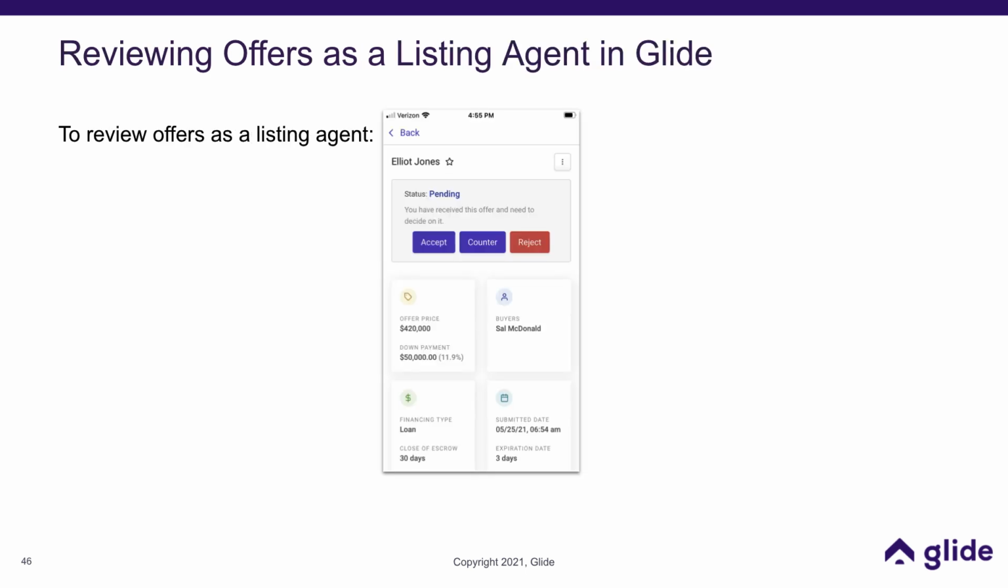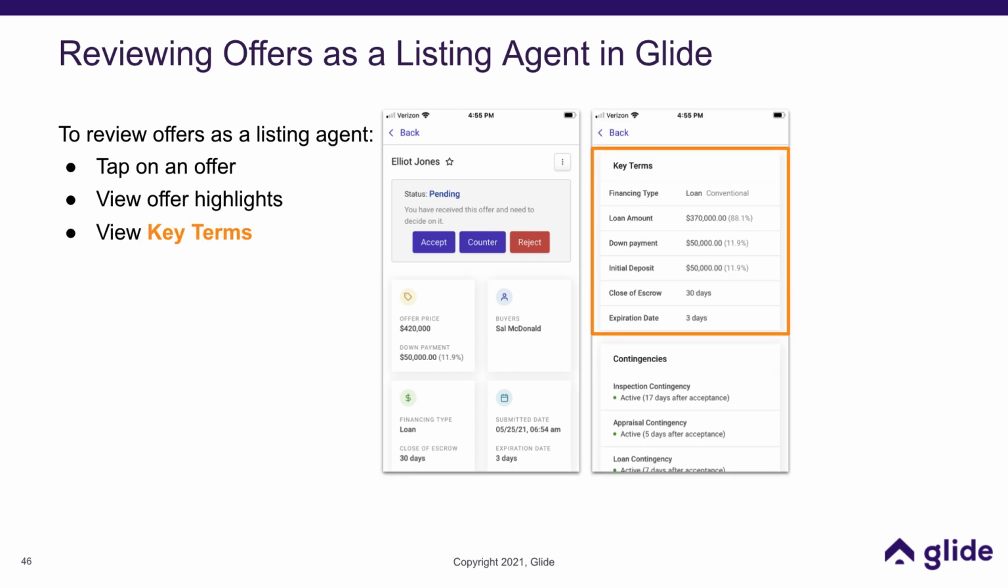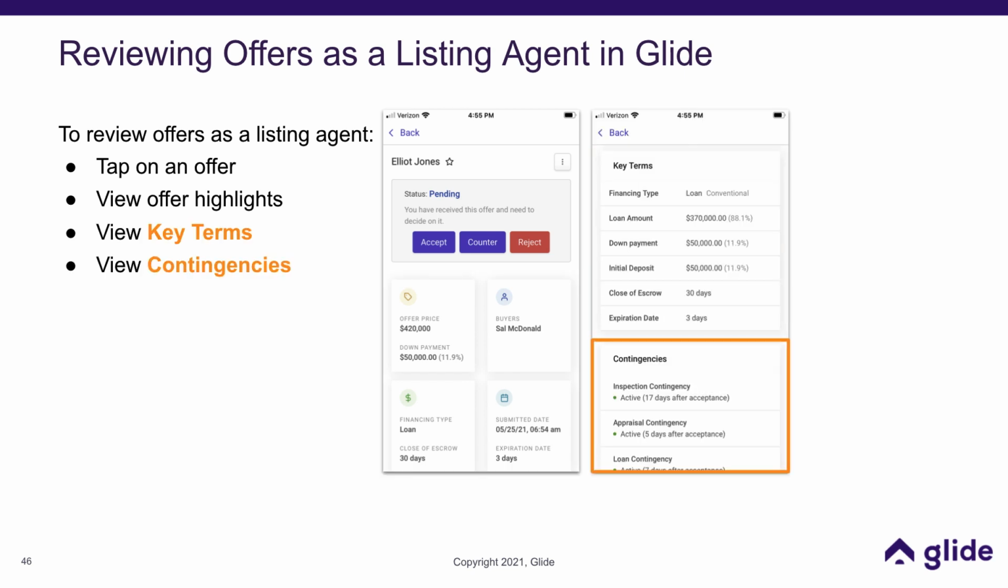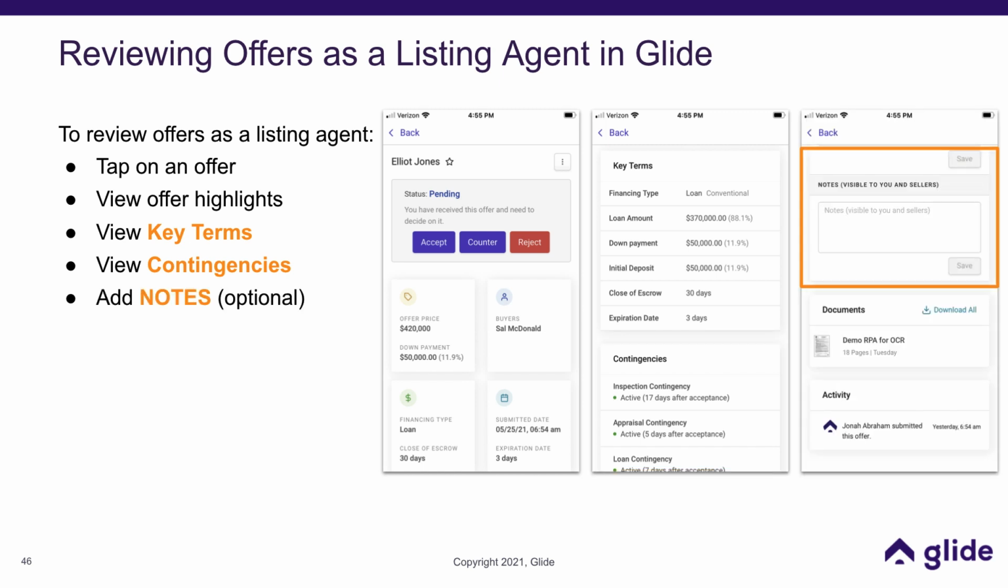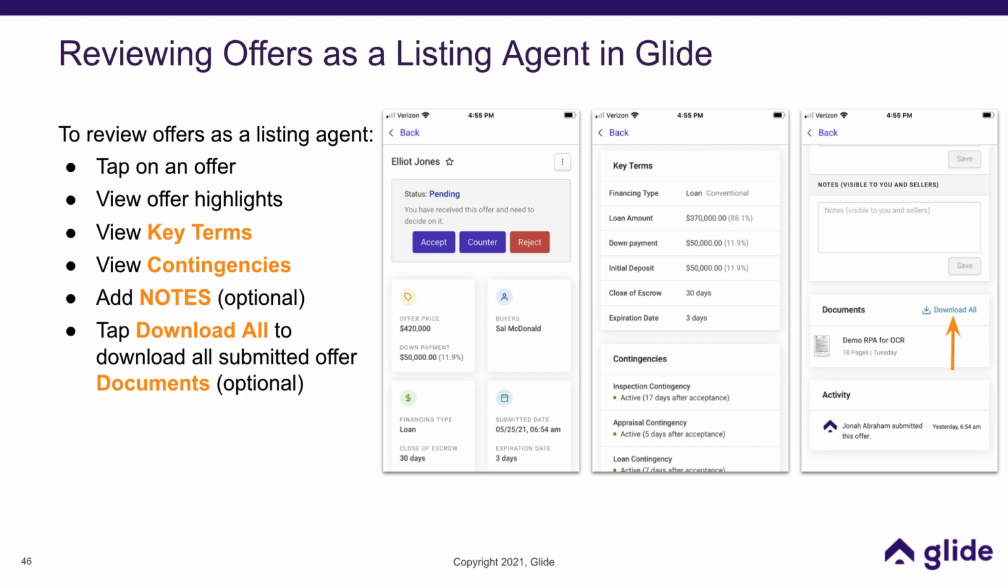To review offers as a listing agent once they've been sent to you in Glide, first tap on a received offer from the Offer section in a listing transaction. You can view the offer highlights, any key terms, and contingencies from this page. You can also add any notes that can be visible to both you and the seller for this specific offer. You have the option to tap Download All to download all documents submitted by the buyer agent. At the bottom of the offer, you will be able to view all activity for this specific offer.